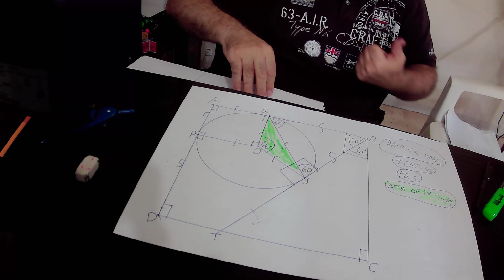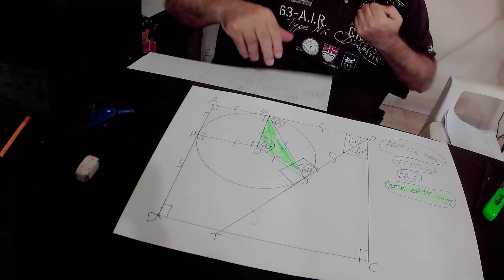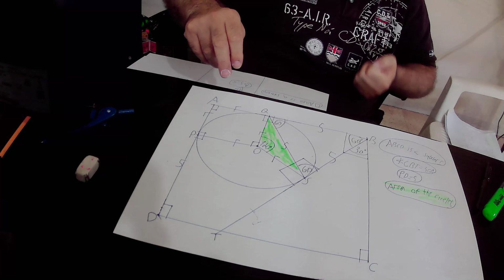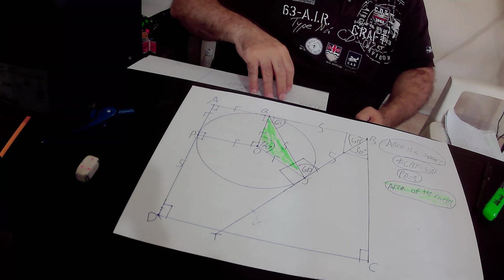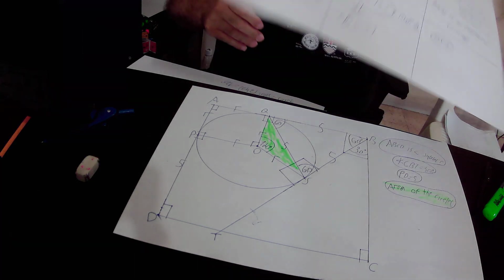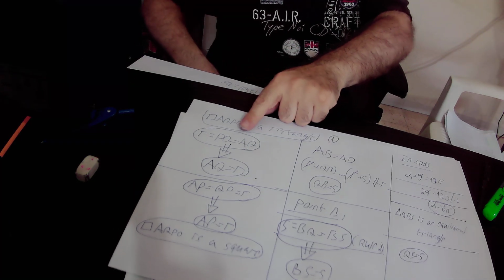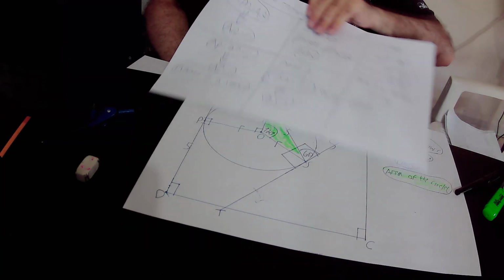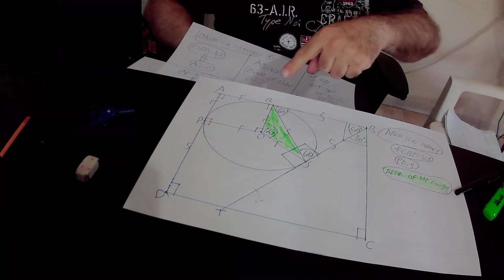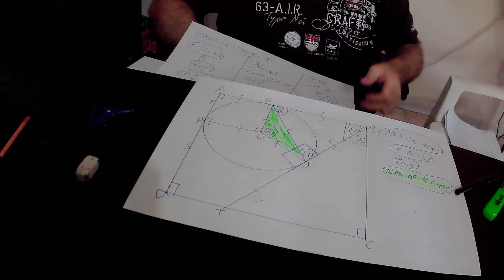We know that the opposite sides of a rectangle are equal to each other. That is to say, AQ equals PO, but PO equals R, according to what we already found out. From this equation, R equals PO equals AQ, we derive that AQ is also equal to R.